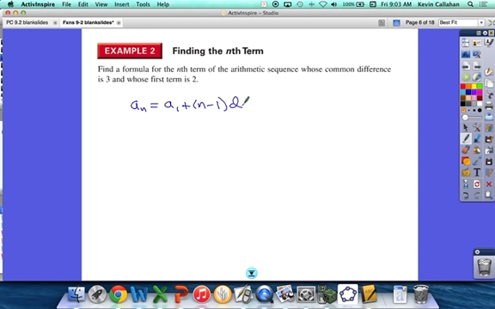I mean, your formula at the end is going to have n in it. We're not filling in for the n at this point. Right? We're filling in the first term is 2. That goes there. And the common difference is 3. So plug in those two numbers. an equals 2 plus n minus 1 times 3.